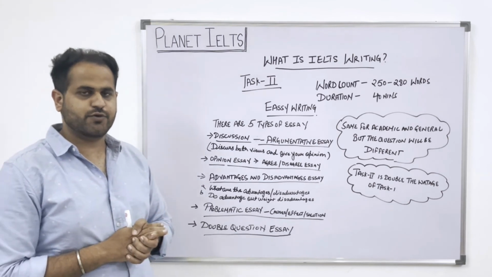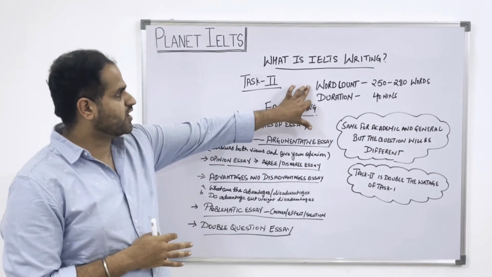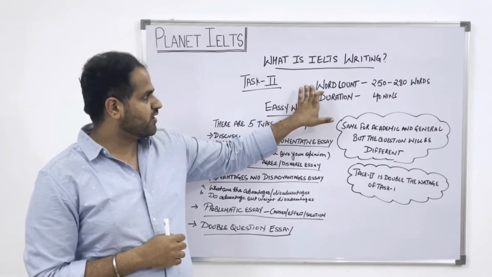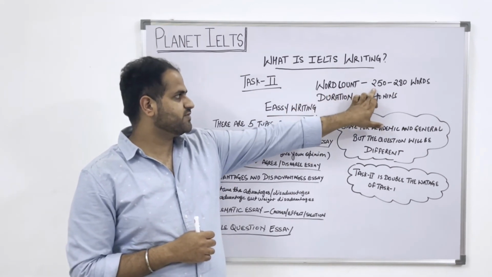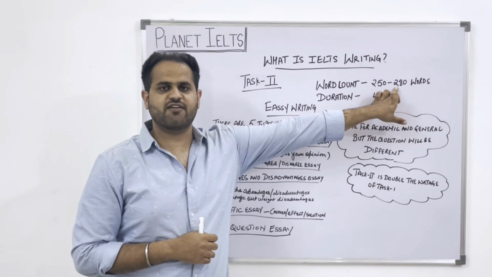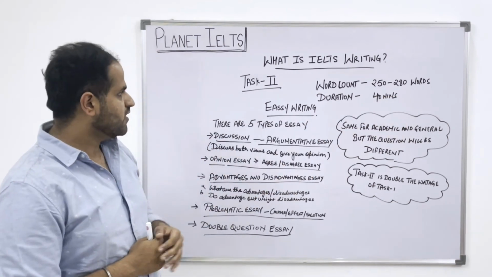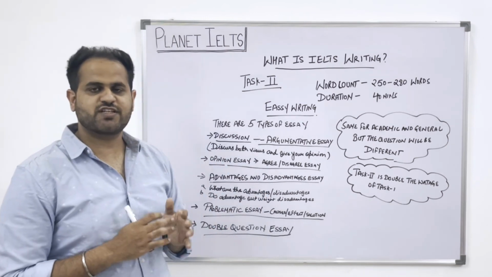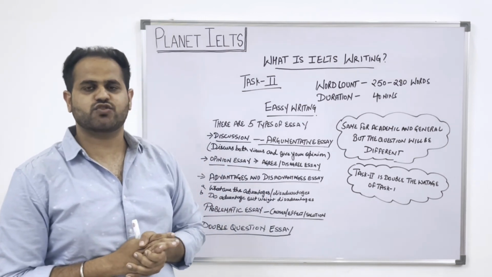Before ending this video, I would like to tell you about the word count in IELTS Writing Task 2. The word count for IELTS Writing Task 2 is 250 words to 280 words. This I have mentioned before also. And the duration which is recommended is 40 minutes. So this was all about IELTS Writing Task 2.